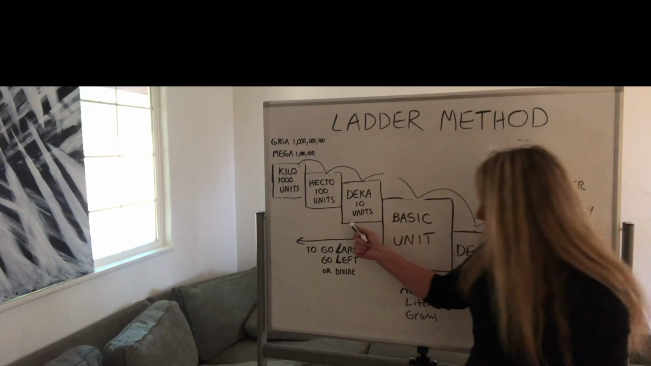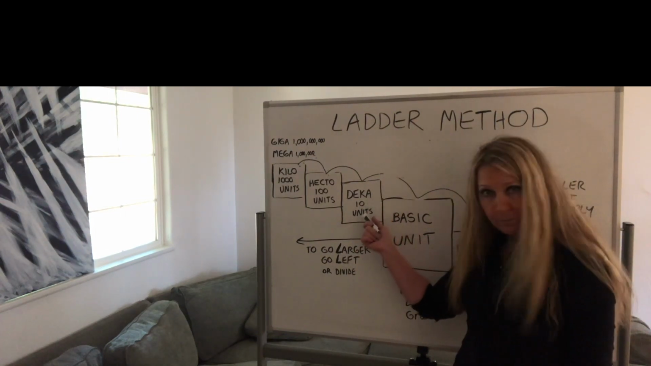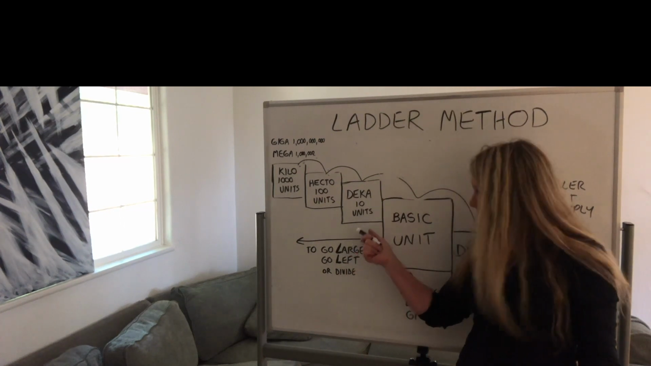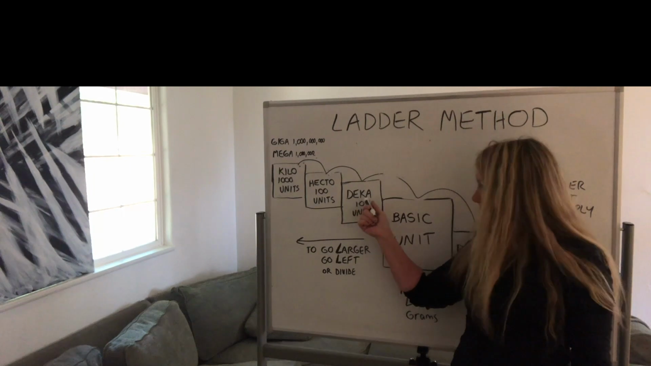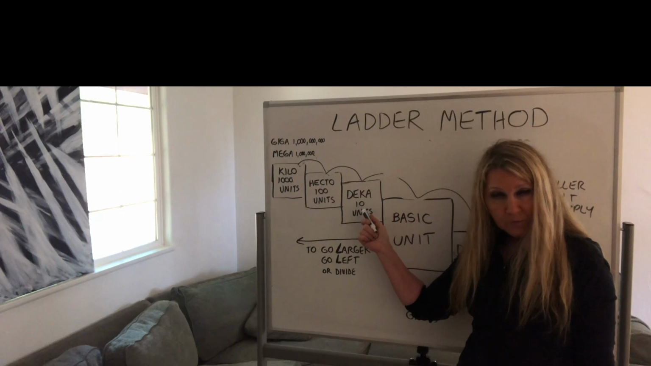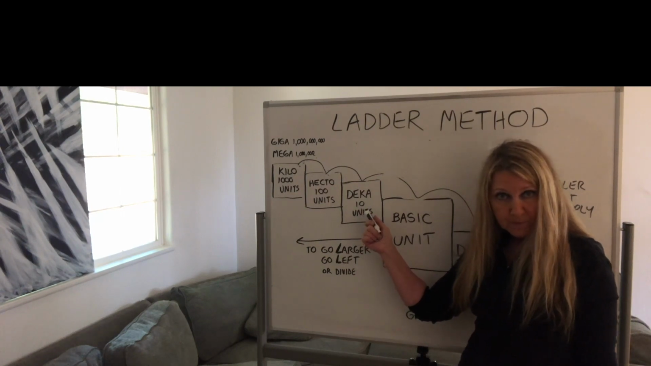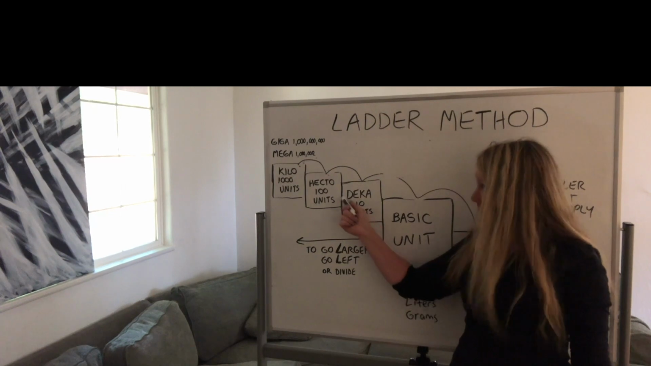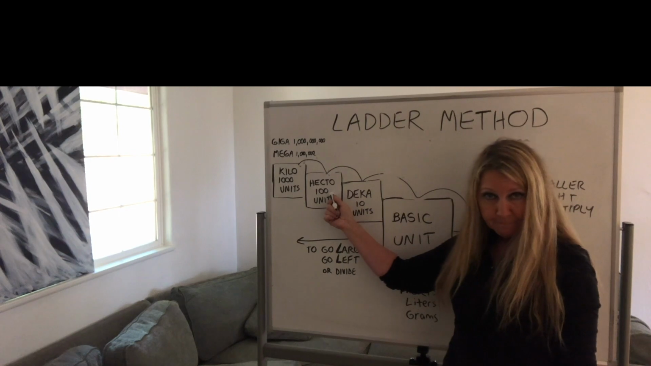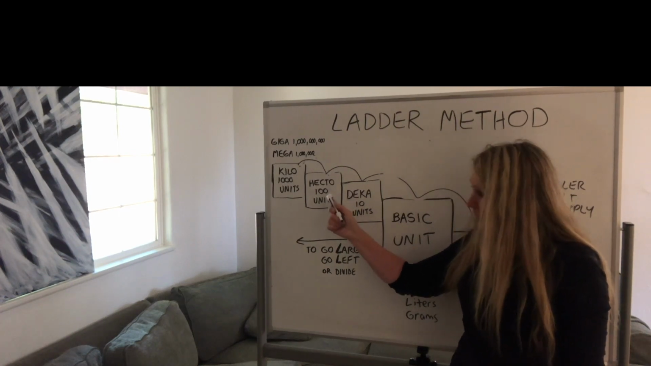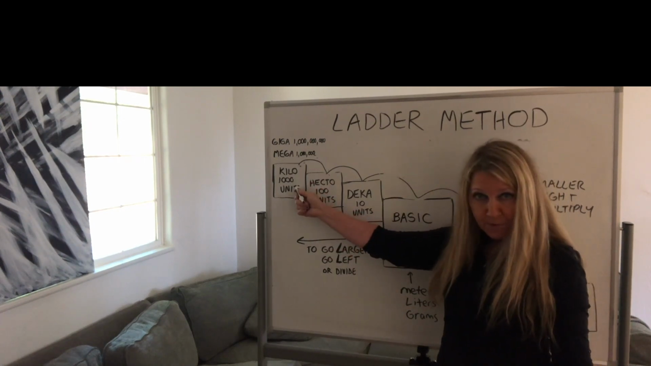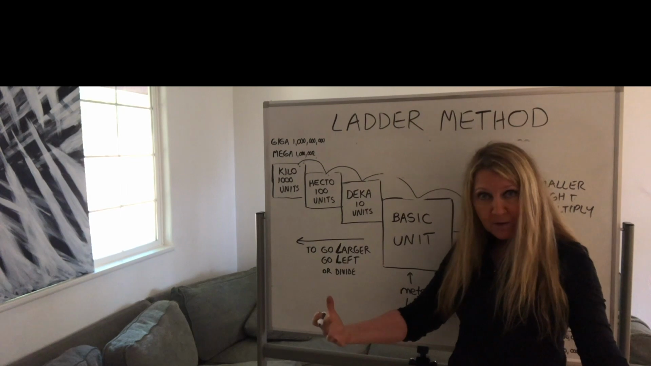Now, if I want to go larger, deca is 10. Think of decade. 10 years is a decade. So a decaliter is 10 liters. Decagram is 10 grams. Hecto is 100. So a hectoliter is 100 liters, for example. A kilo is 1,000. So a kilometer is 1,000 meters.